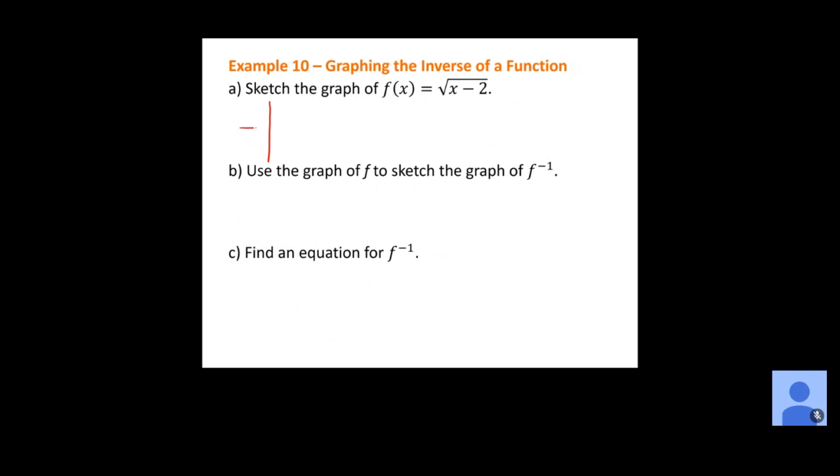I'm going to sketch this now. Remember, the square root function would normally start at the origin. So if I shift it to the right 2 units, it's going to start right over here. And it's going to open up and to the right. So we're going to have something that looks like this.